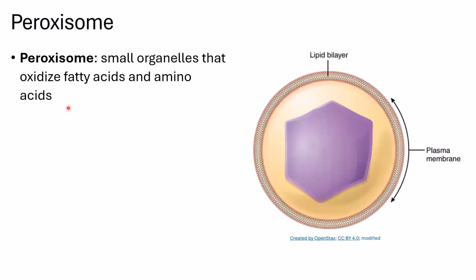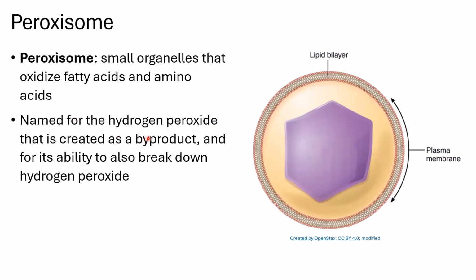Peroxisomes are small organelles that oxidize fatty acids and amino acids by adding oxygen onto them. These processes lead to the production of hydrogen peroxide, which they can then also break down, hence the name peroxisome.